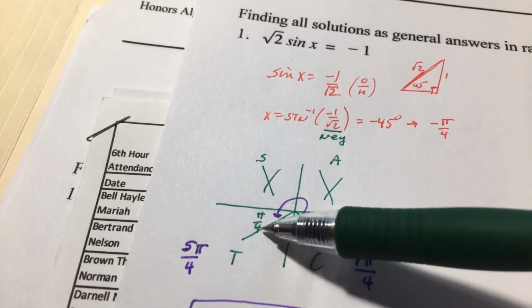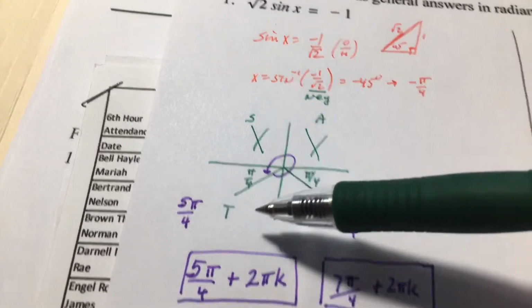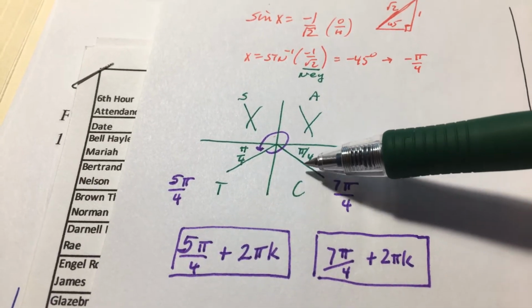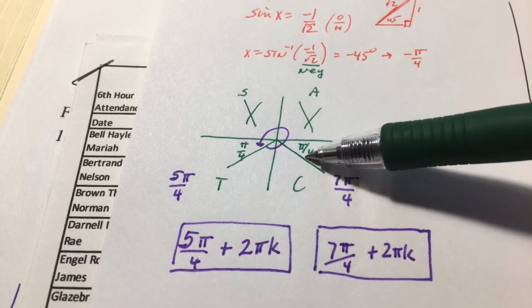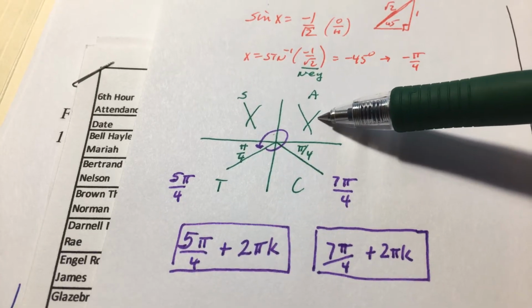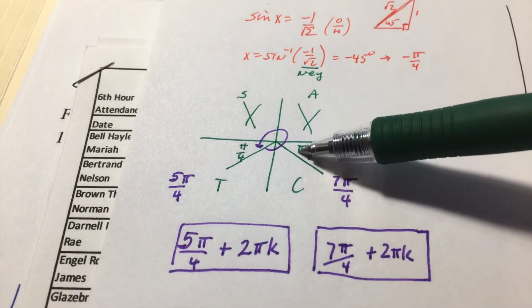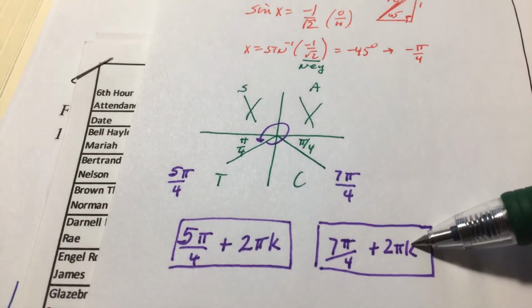So all we have for 5 pi over 4 is 5 pi over 4 plus 2 pi k. We'd have to go all the way around to get another answer. Same way with this one, 7 pi over 4. I can't add 90 because I'd be up here in the first quadrant and I don't have an answer. Can't add 180 because I'd be over there. So I have to go all the way around, 2 pi k.